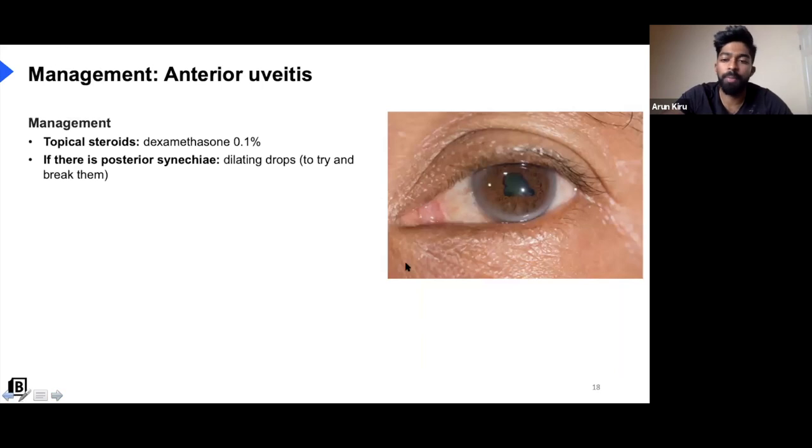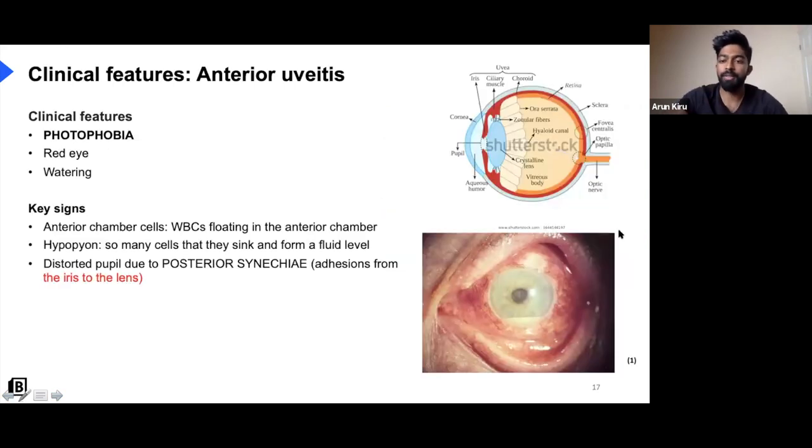I don't have a picture of that, but you will literally see with a high magnification where that pupil is, lots of little dots, kind of like when you see a projector screen, and as you look at the light through the room, you see some dust particles. That's a really clear sign that you see in the eye of these cells floating. If there's lots of cells, they settle, as I said before, to form a hypopyon.